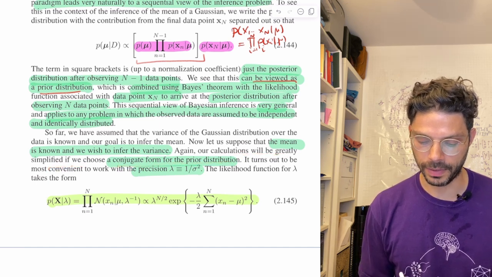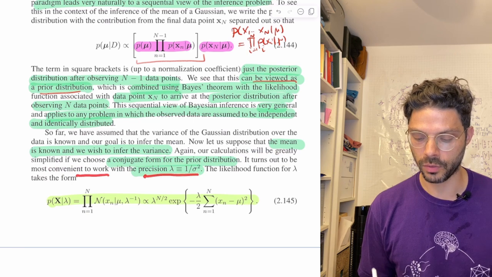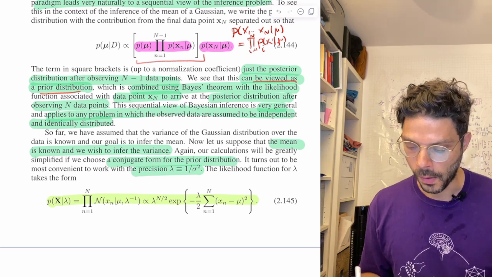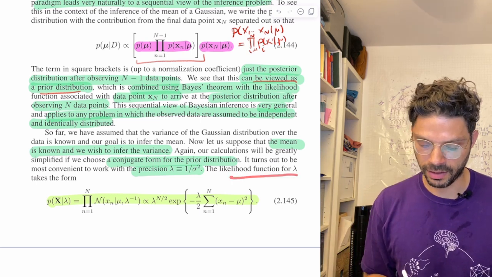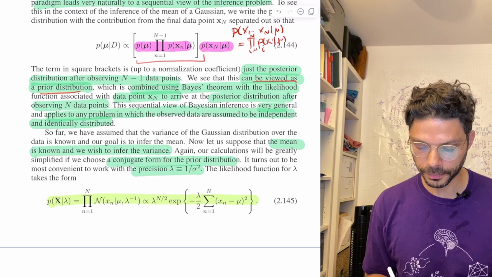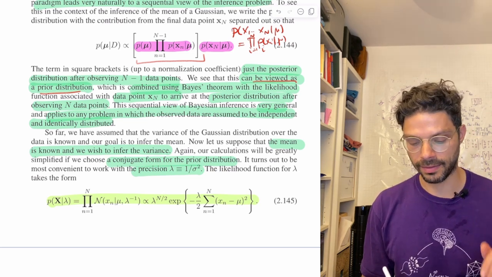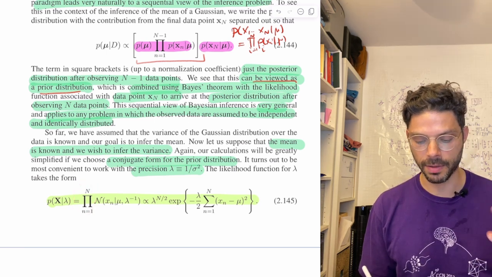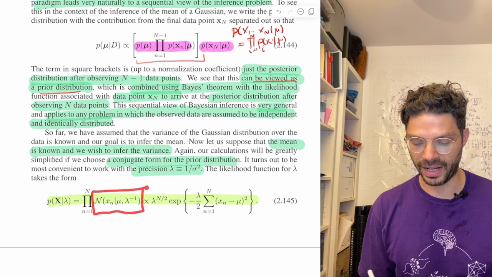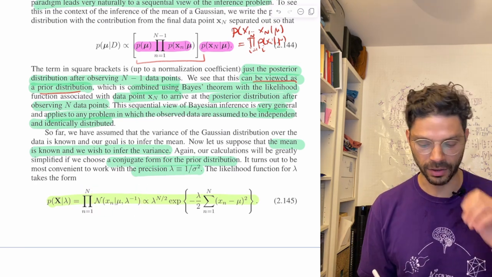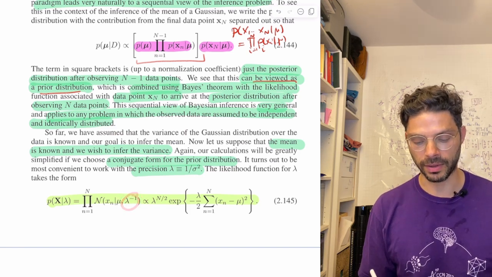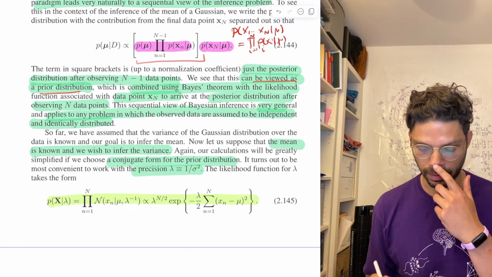And it turns out to be convenient to work with the precision, 1 over the variance. So we're not going to be talking about the variance itself, but 1 over the variance. The likelihood function for lambda takes the form. So remember we've got n independent random variables, observations, and so we can just multiply their probabilities, and they're all Gaussian. And instead of the variance, we're just writing things in terms of precision. So lambda to the -1 is the variance, basically.